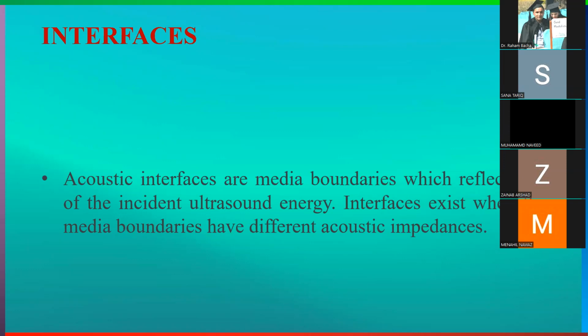So the strength of the reflector depends upon the acoustic impedance mismatch, and the strength of the reflector actually represents the brightness of the echo. If there's a great difference between the acoustic impedances of the two media, the interface will be strong, and the reflected echo will be of high amplitude. If echoes with high amplitude are received by the transducer, that reflector, that structure, that interface will appear brighter.